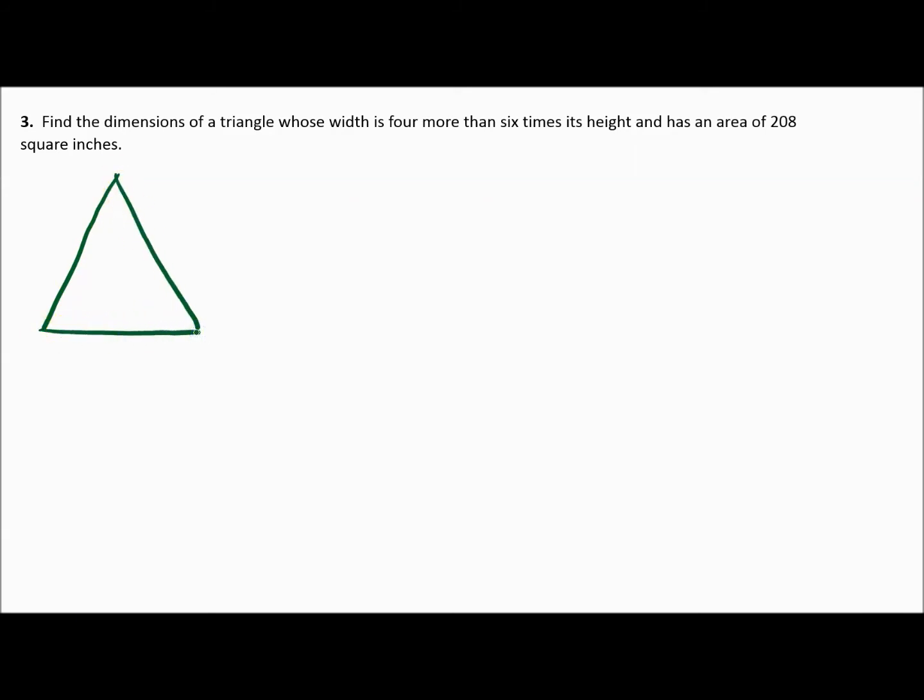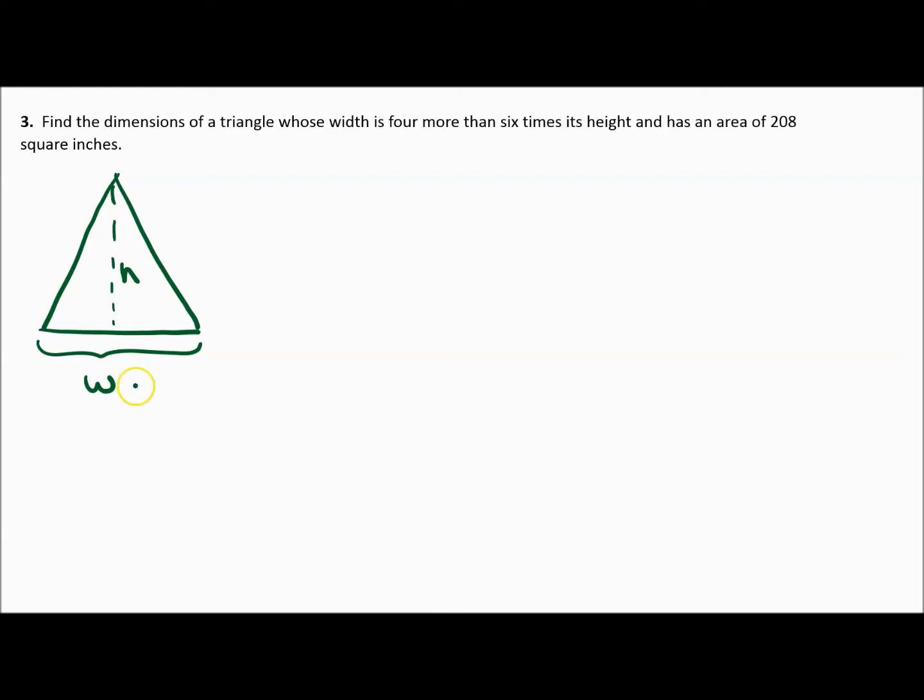There's our triangle. And it talks about the width and it talks about the height. And you have to know a little bit of geometry to know this, but the width we also call the base, but I'm going to call the width W, okay, and then the height is this line right here that is perpendicular with the base or perpendicular with the width. So this is your height, okay. Now it tells us a lot more than that. It tells us that the width is 4 more than 6 times the height.